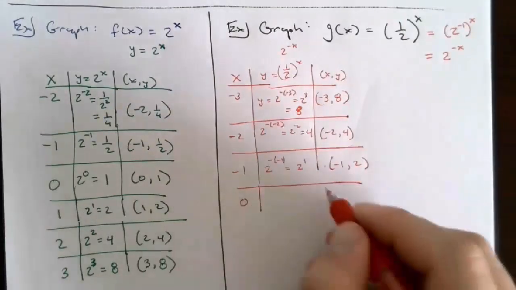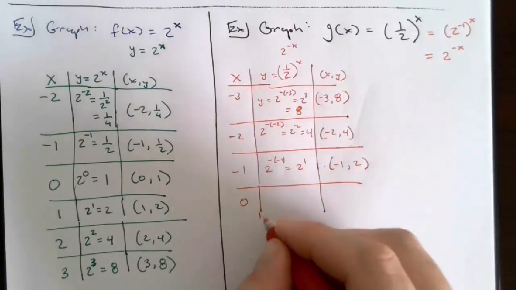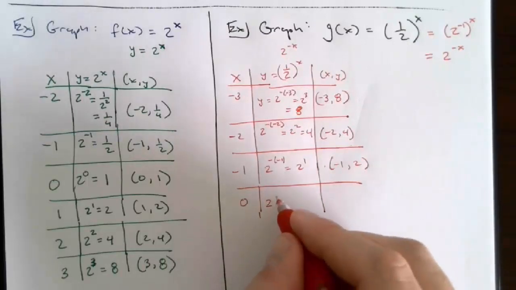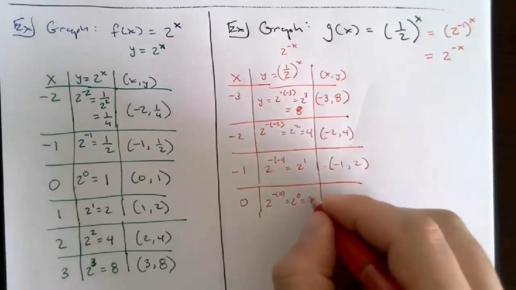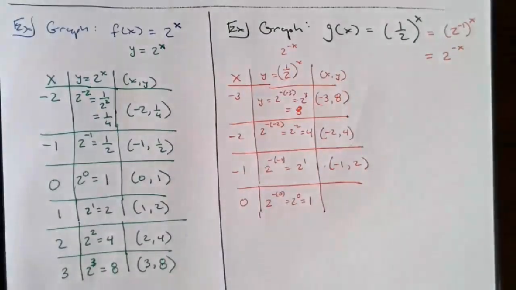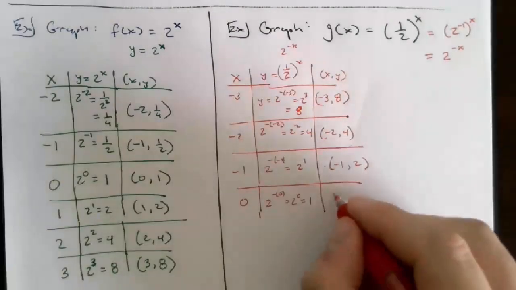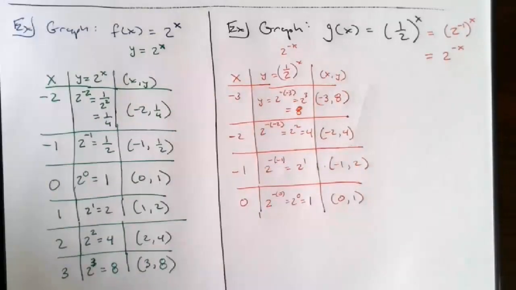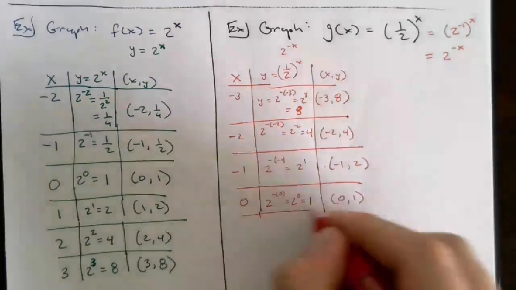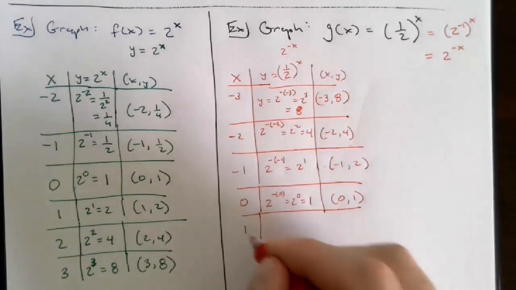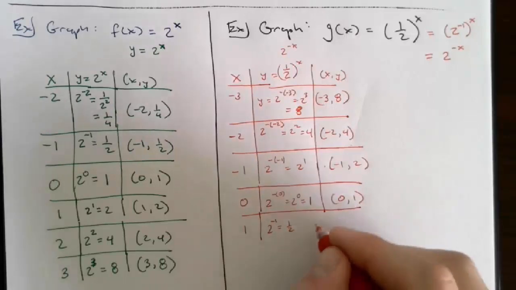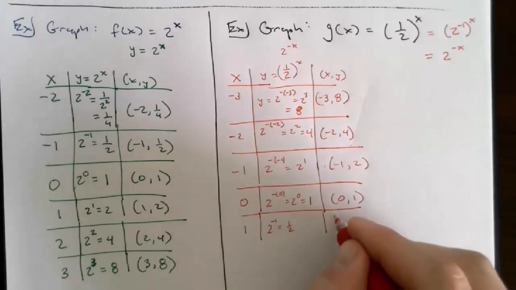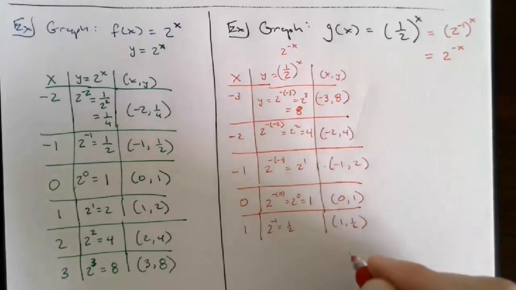When x equals 0, you could have 2 to the -0, which is just 2 to the 0. Anything to the 0 power, remember, is 1, for any base other than 0. So we got the point 0, 1. And let's do a couple more. If I was substituting in 1, we'd have 2 to the -1, which is the same as 1/2 to the 1, right? So that equals 1/2. So we would have 1 comma 1/2.